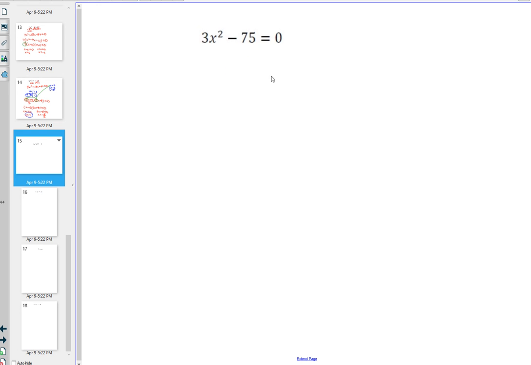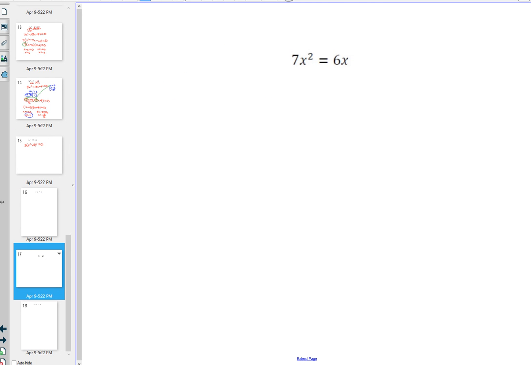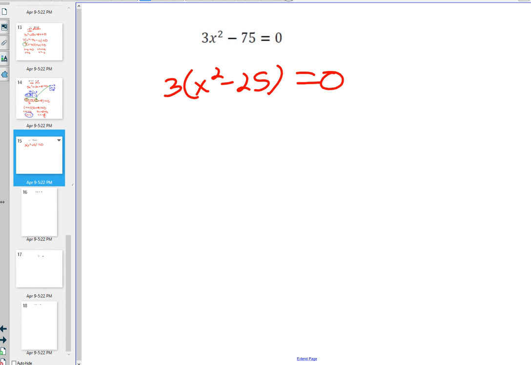Okay, this one here only has 2 terms, and it's already equal to 0. But if I factor out the 3 that's in common, look at what's left over. That's the difference of squares. So that's x plus 5 and x minus 5.